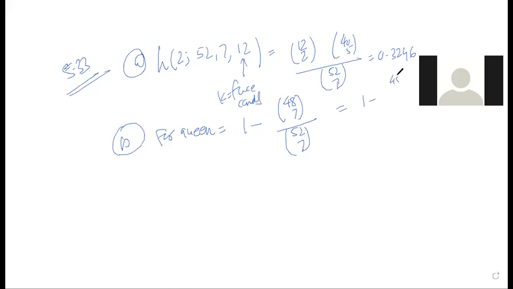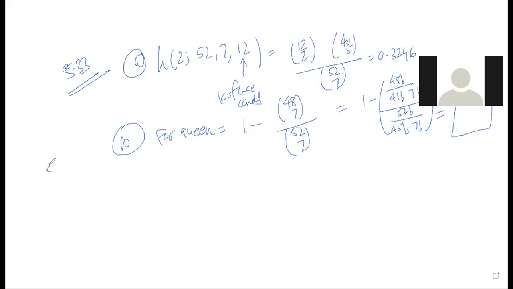So 1 minus 48 factorial divided by (48 minus 7, that is equal to 41) factorial and 7 factorial, whole divided by 52 factorial divided by (52 minus 7, that is equal to 45) factorial times 7 factorial. Just cancel the common terms, and whatever you're getting, that is the answer.